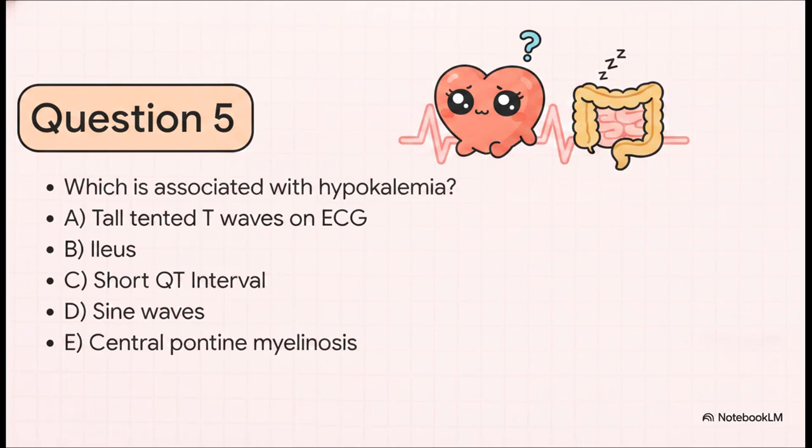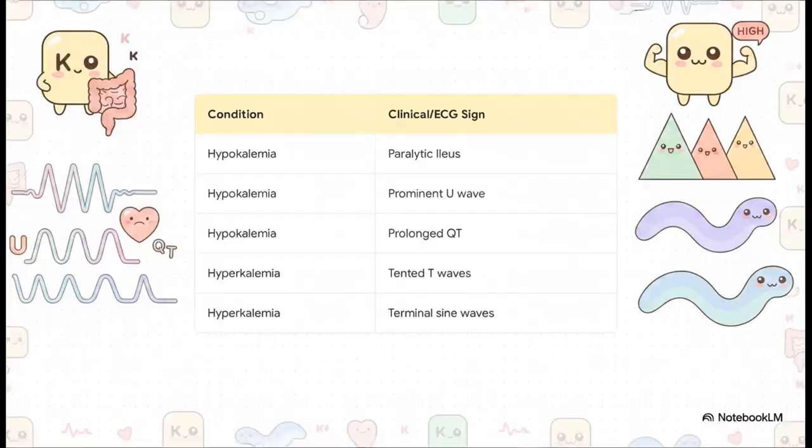Which of the following is associated with hypokalemia? A, tall tented T waves on ECG. B, ileus. C, short QT interval. D, sine waves. Or E, central pontine myelinosis. If you said B, ileus, you're absolutely right.